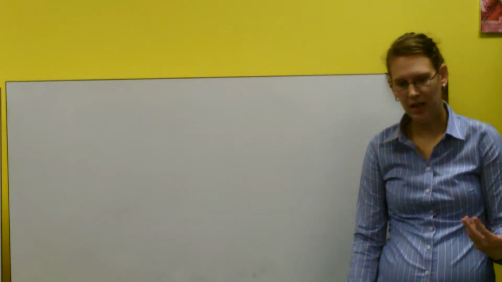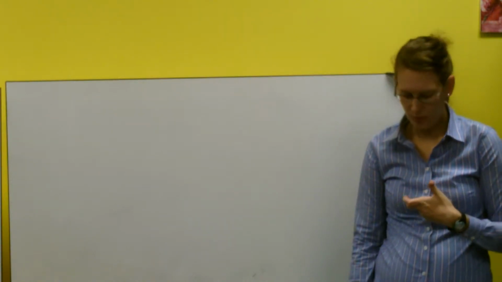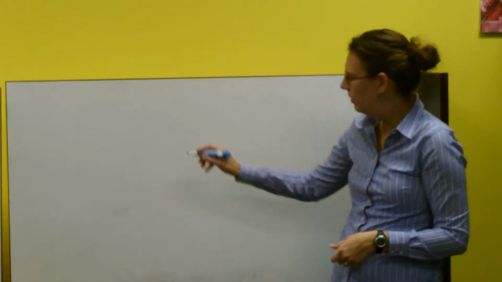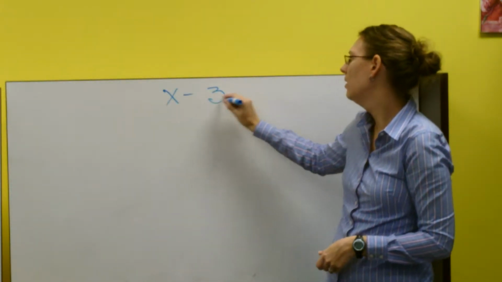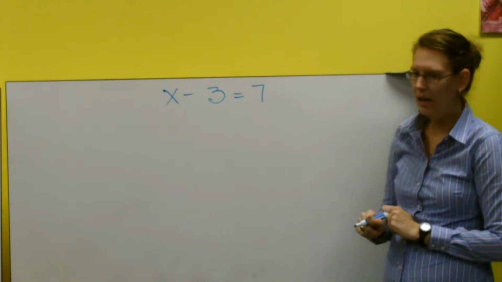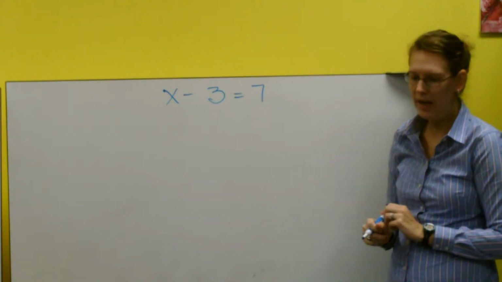Whatever you do to one side, do to the other. We either add or subtract. Okay? So we've got another example. x minus 3 equals 7. We work down the page. So Damon, how am I going to get my variable x by himself?